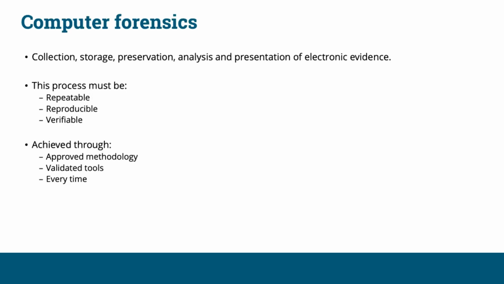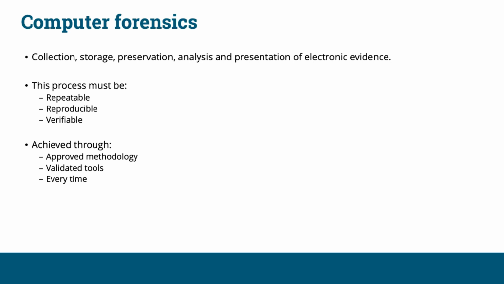Here is a layout talking about the process of computer forensics. Again, it is the collection, storage, preservation, analysis, and presentation of electronic evidence. Now remember, this process must be repeatable. In other words, you must be able to do it more than once. It must be reproducible, meaning that you could give that evidence to another examiner and they could come up with the same results you did, the same findings. And it must be verifiable. We must be able to verify what our tools, what our forensic software, is telling us.